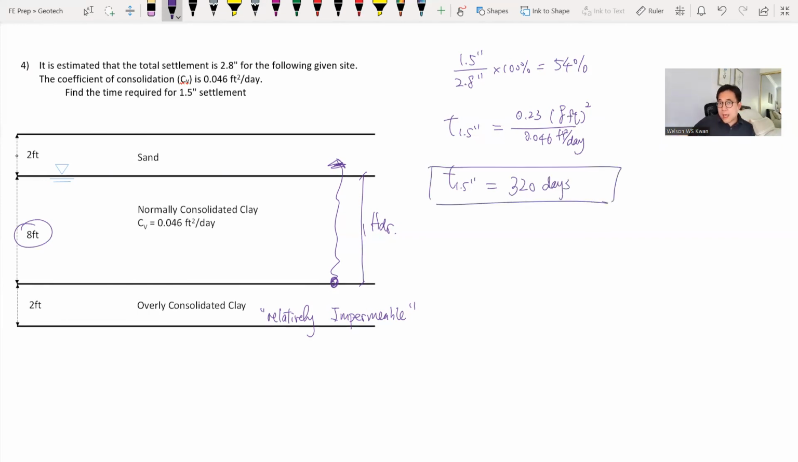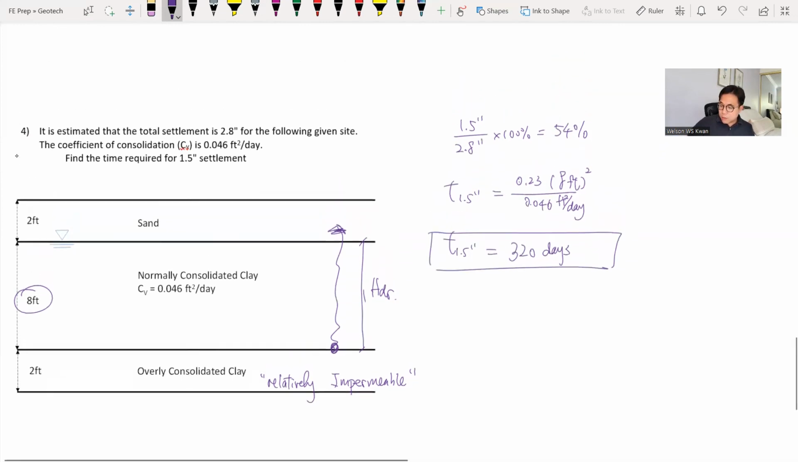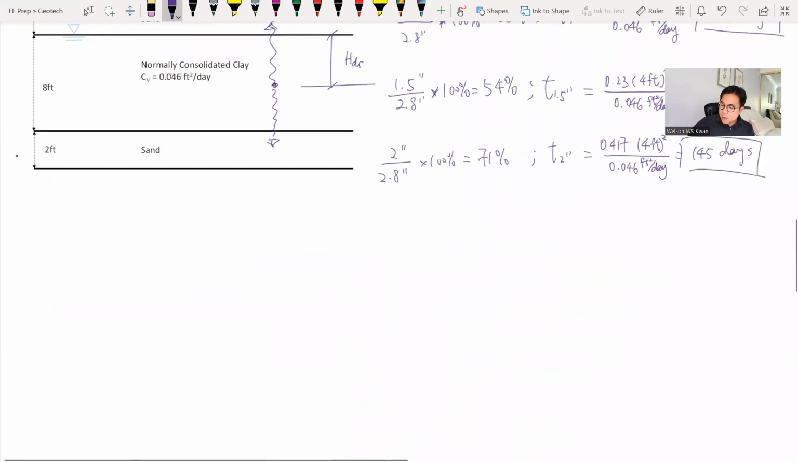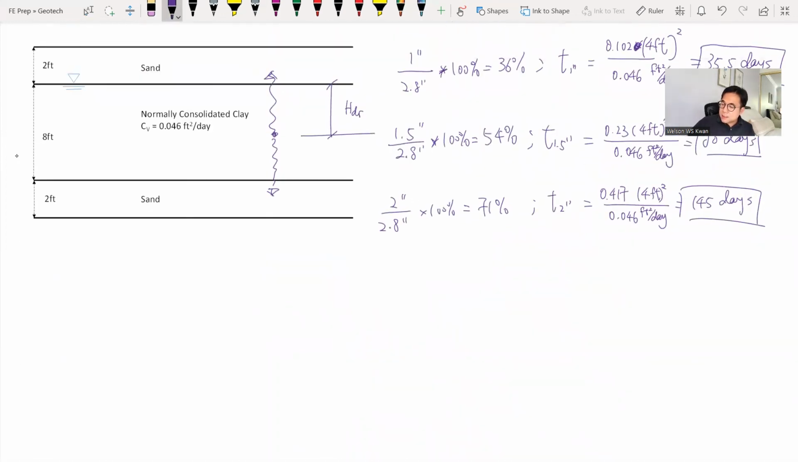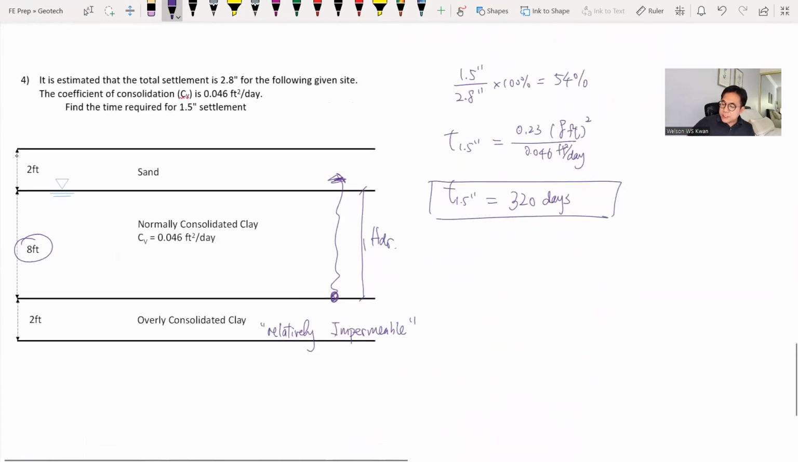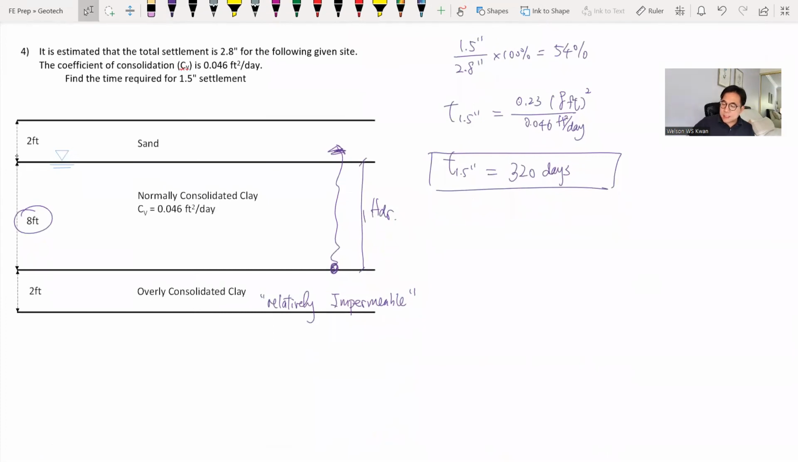So you see, when we have a single drainage, in fact, it will take a much longer time than when you have a double drainage. Last time, we only took 80 days to get to 1.5 inch settlements out of 2.8 inches. But when the drainage changes, when you only have a single drainage, then in that case, from 80 days, it increased to 320 days. Again, thank you all for paying attention to all these examples.